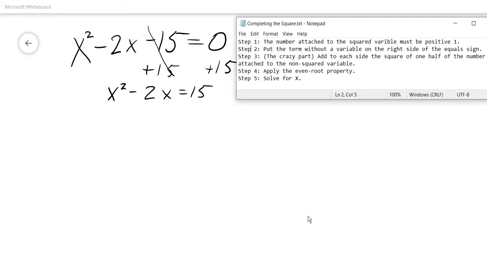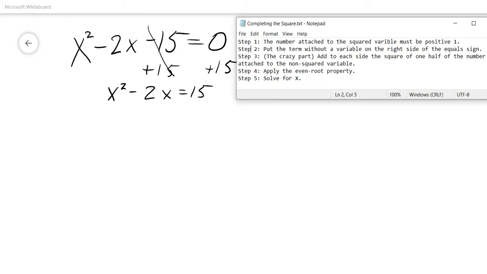Let's look at step 3. The crazy part. Oh, this is my favorite part. Add to each side the square of 1/2 of the number attached to the non-squared variable. Or as I originally read it, add to each side the square of 1/2 the coefficient of x. This step works better if you take it backwards, okay? First, let's take the number attached to the non-squared variable. Well, first, the non-squared variable, that's our x right here, that negative 2x. That x is a non-squared variable. The number attached to it is a negative 2.